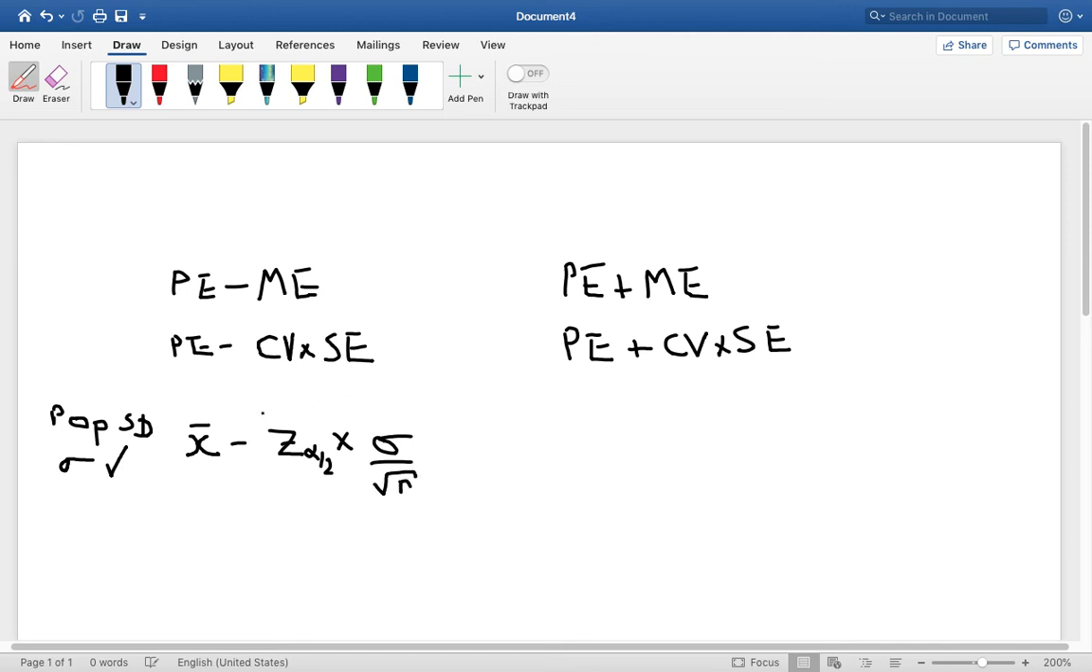So remember that this thing in here is actually called the margin of error. Critical value times standard error. This is the critical value. This is the standard error. And together, these guys are the margin of error. So that would be your lower limit, and your upper limit is going to be the same thing with a plus sign, x bar plus z of alpha over 2 times sigma over the square root of n. Now, that's one scenario, and we'll do examples as we move on.